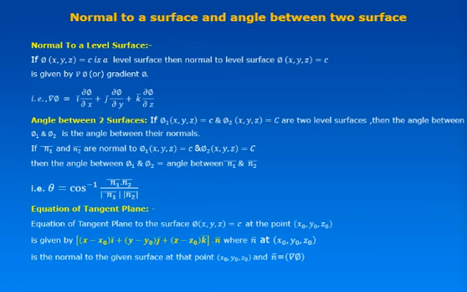Normal to a surface and angle between two surfaces. Normal to the level surface. If phi of (x, y, z) is equal to c is a level surface, then the normal to the level surface phi of (x, y, z) is equal to c is given by grad phi or del phi.